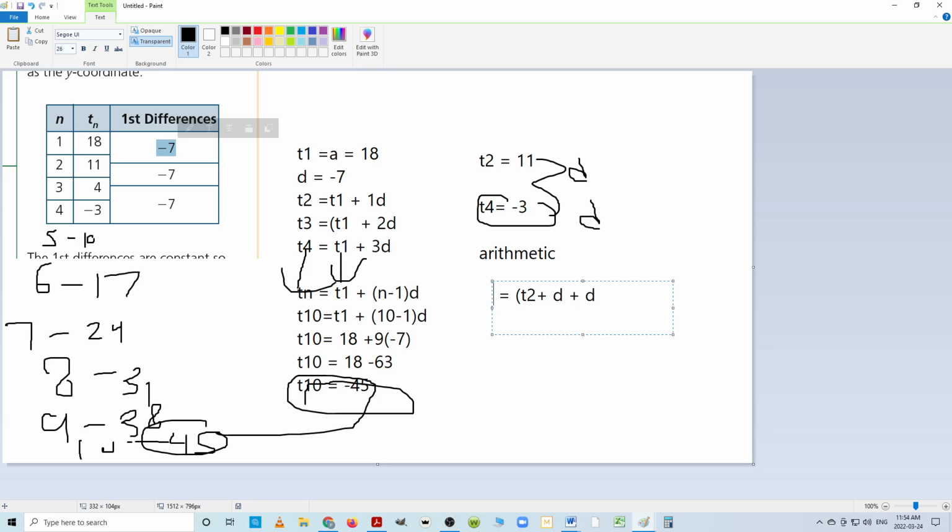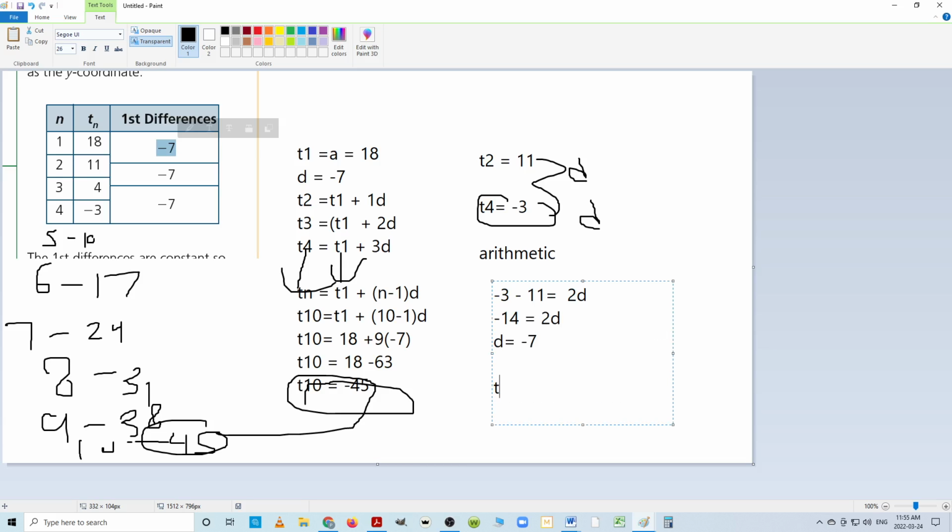Well, they gave me term 4, and they gave me term 2, and I know this is plus 2d. So all I have to do is use my arithmetic, subtract 11 from both sides. I get 3 minus 11 over here. I get minus 14 is equal to 2d. I get d is equal to minus 7. Boom, I figured out my difference.